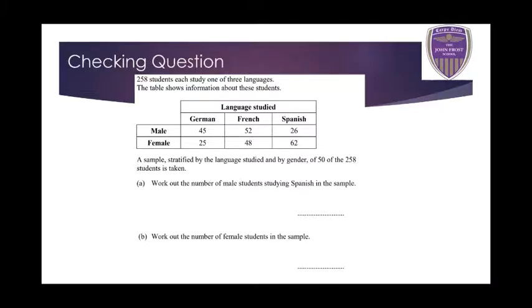Work out the number of male students studying Spanish in the sample, and work out the number of female students in the sample. Okay, so this question is asking you to figure out, if all of these pupils are included in a stratified sample of 50 pupils, how many male pupils who study Spanish will be in the sample, and how many female students will be in the sample? It's a very tricky wording. Have a double check of the question again, have a read of it, and have a go. So pause the video and have a go now. Okay, best of luck.